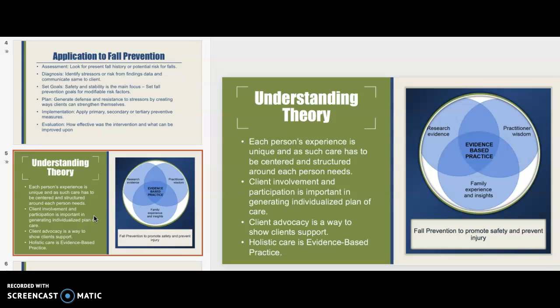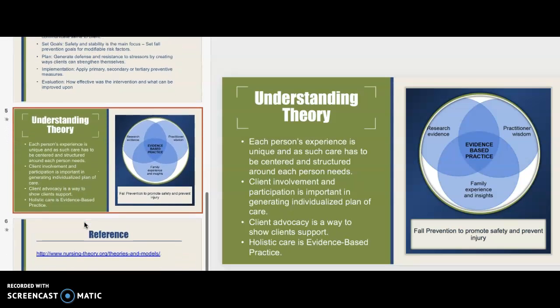In understanding this theory, each person's experience is unique, so their plan of care should be designed accordingly. Advocating for the client is a part of the very supportive role that the nurse practitioner plays in providing holistic care that is evidence-based. Research and the family's and client's experience, when they come together with the practitioner's wisdom, evidence base is generated for clients' improvement.